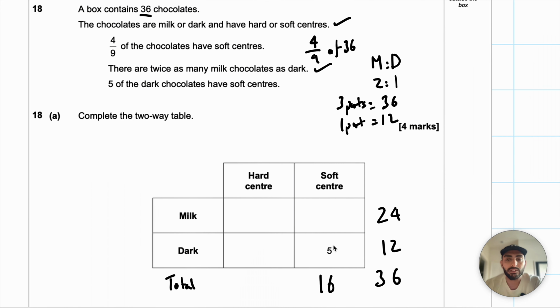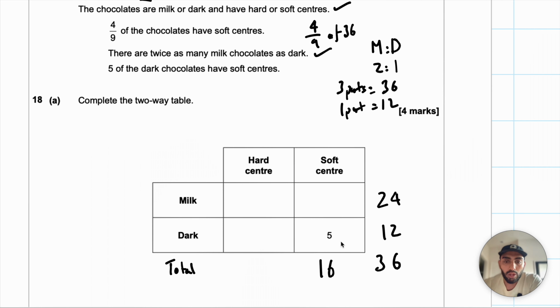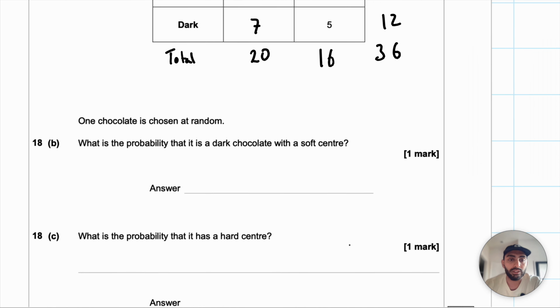So now we can fill in the rest of the table. So you're looking for a row or a column where you have one missing piece of information. So I'll do this one first. 16 take away 5 gives 11. 24 take away 11 gives 13. And then here I've got 36 take away 16, which is 20. And then 20 take away 13, which is 7. And you can just do a quick check. That adds up to 24, that adds up to 12, that adds up to 20, that adds up to 16. So we know it's correct.